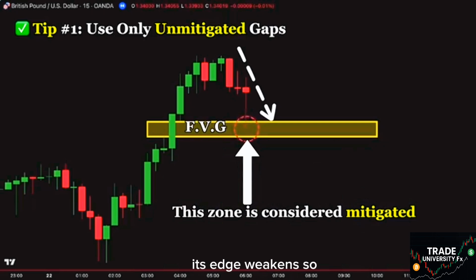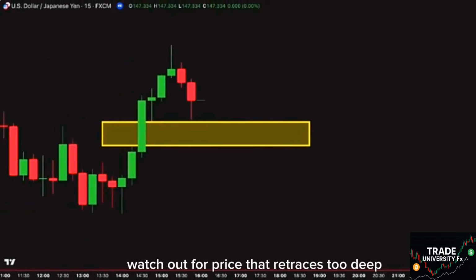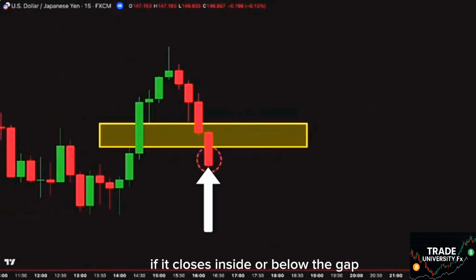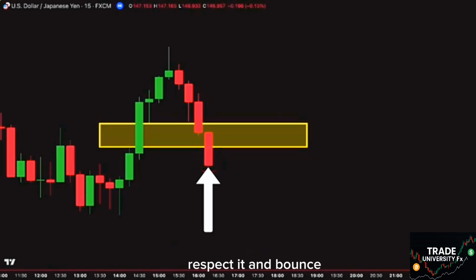Its edge weakens, so if you spot a fair value gap that has already been retested, it's better to skip it. Also, watch out for price that retraces too deep. If it closes inside or below the gap, the setup becomes invalid. Ideally, you want price to tap the gap, respect it, and bounce.